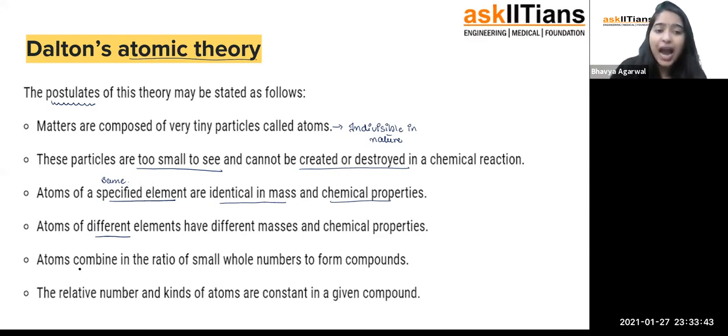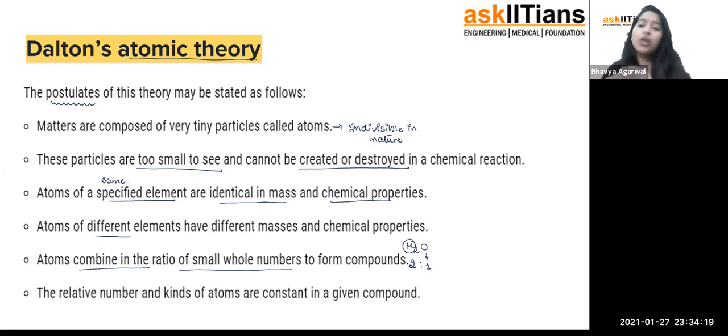Then he said that atoms will combine in the ratio of small whole numbers to form compounds. Atoms combine in small whole number ratios like water. So if you talk about water, hydrogen atoms are 2, oxygen atom is 1. So yes, they are combining in small whole number ratios. Water, CO2, NO2, N2O, carbon monoxide, sulfuric acid, whatever you talk. So they have a simple whole number ratio. So that also makes sense.